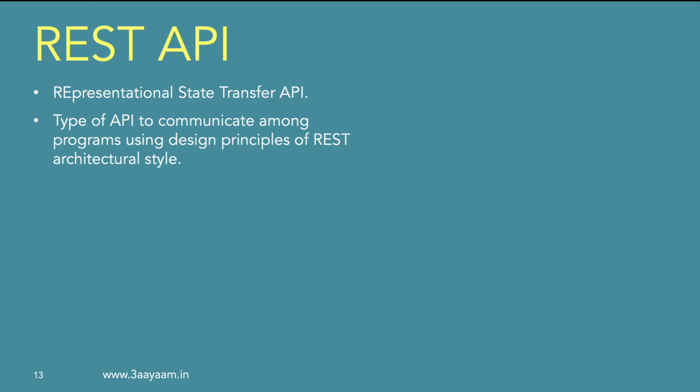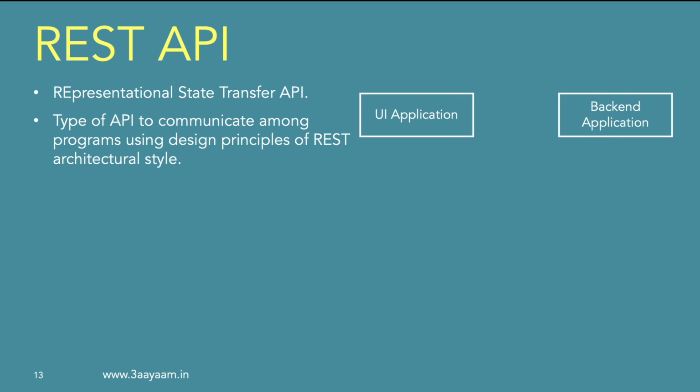What REST API does, as I said, is it is a type of API to communicate among programs using certain design principles of REST architectural style. And if we continue with our example, we have the UI application and the backend application. The backend application would have an API. The UI application would send a request to the backend application. The UI application is the client and the backend application is the server. You already know all these.